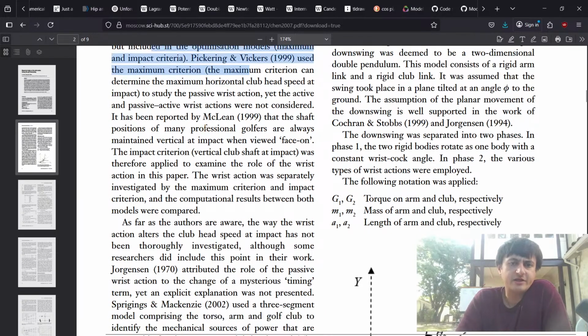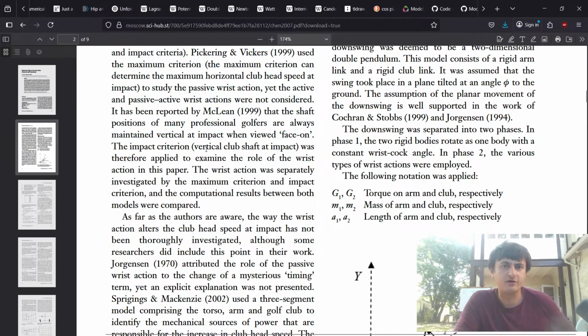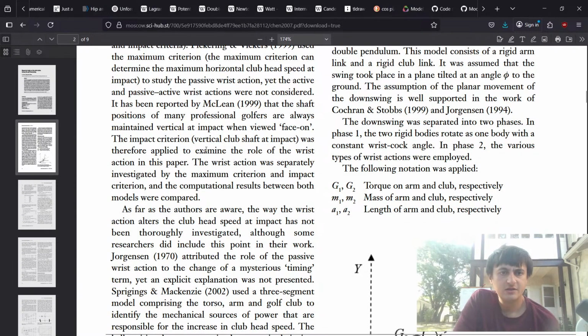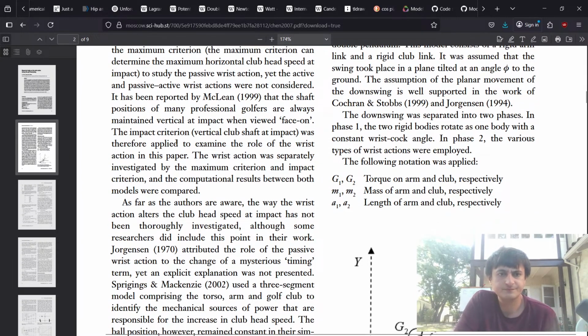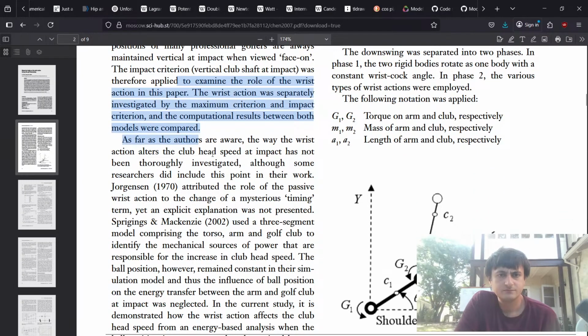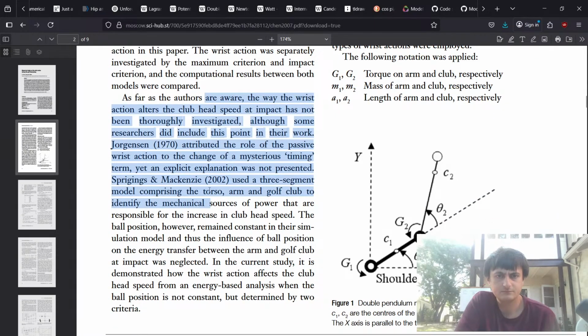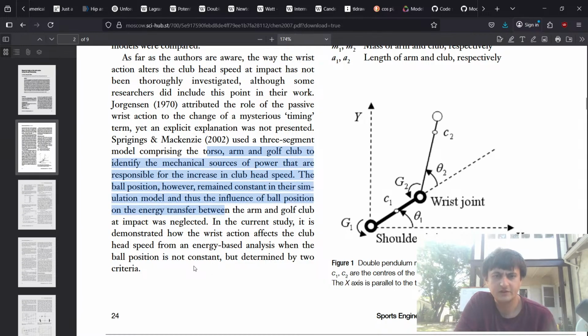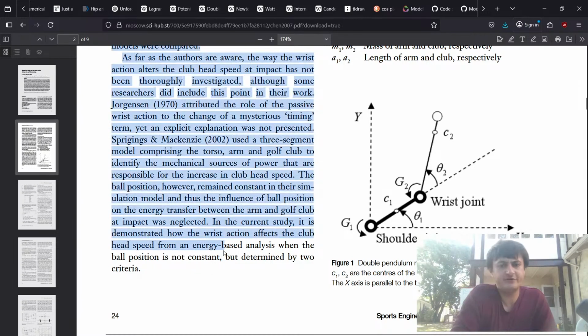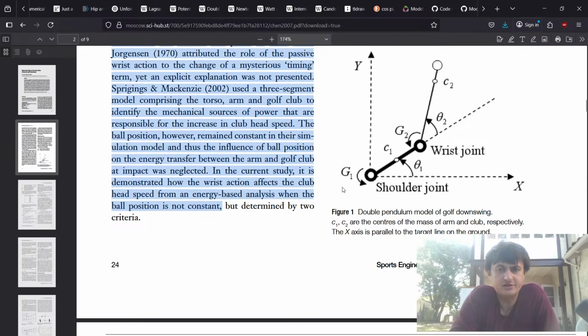I kind of just want to understand the mathematical model. I don't really care as much, because I can't go into all of this. What is this? In the current study, it is demonstrated how the wrist action affects the club head speed from an energy-based analysis.